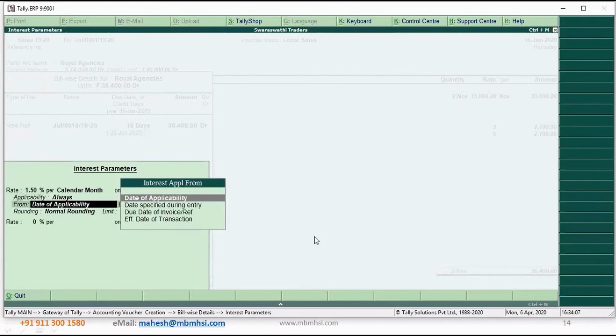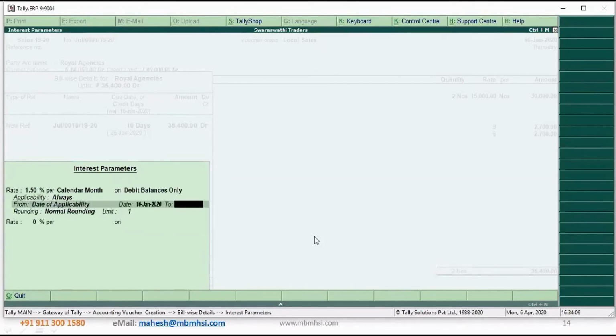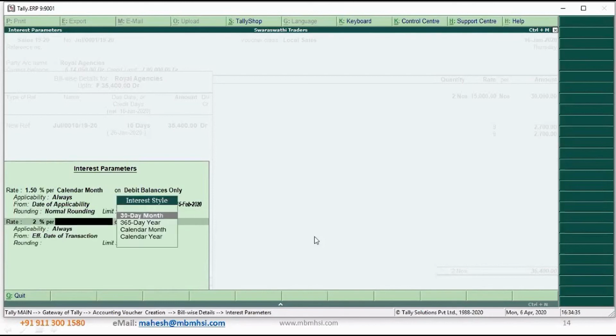Then date of applicability. So here you could check from 16th, because we are billing on 16th and we said always. I'm giving him till 15th of February. If he pays, I will charge him 1.5%. After 15th of February, I want to charge 2%.